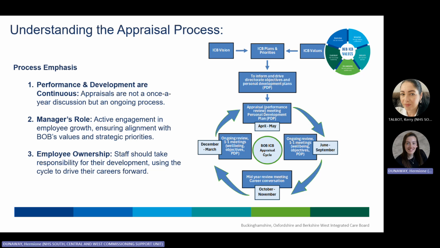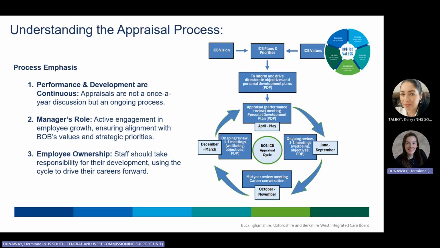The emphasis of this process is to ensure that there is practicing of continuous discussion around performance and development, and supporting our staff members wherever we can. As managers, we play a key role in this process, but it is also a personal responsibility for everyone to take ownership of their career development, and you should be supporting your staff member to do so.